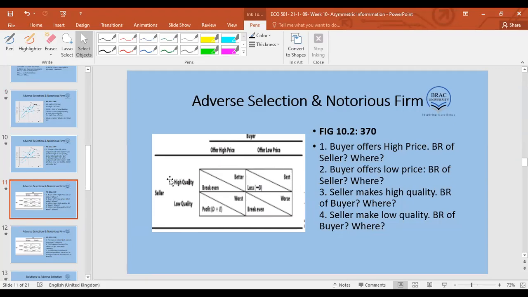Yes, sir. So if high quality is made, a low price being offered by the buyer is the best response. If a low quality product is offered and the buyer offers a high price, that is definitely the worst situation, right? Yes, sir. And if a low quality product is offered and the buyer also offers a low price, that is a worse situation. He's not unhappy, but at the same time, he's not extremely unhappy.